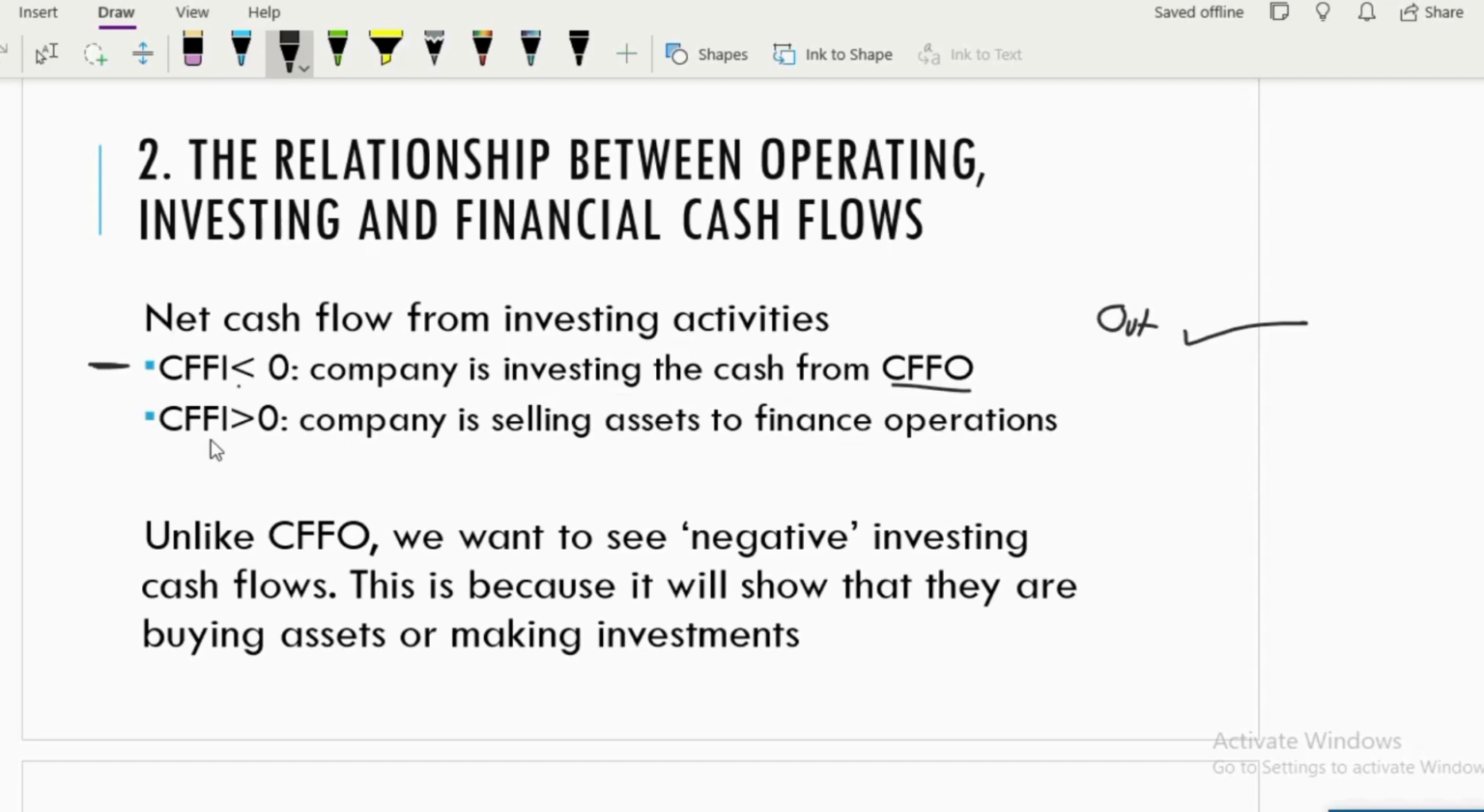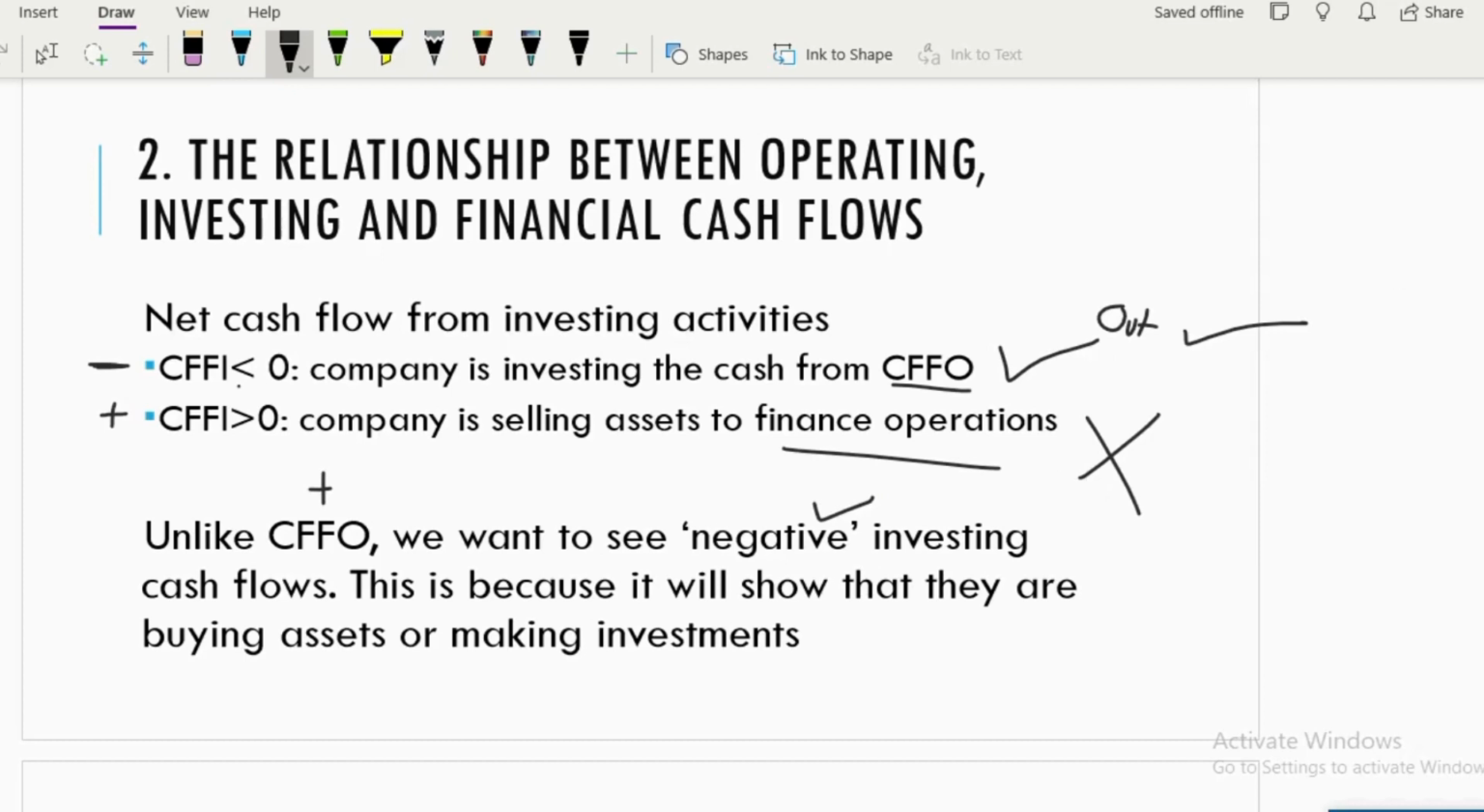And when it is greater than zero, then it means cash flow from operating activity is not bringing the money, and you sell your investments when you are facing financial issues. So the company is selling the assets to finance the operations. This is not a good situation. So unlike CFFO, like I said, for operating activities we want an increase in cash, right? We want a positive answer because operations should generate the cash. But for investing activities, we want negative investing cash flow because it shows a good position.